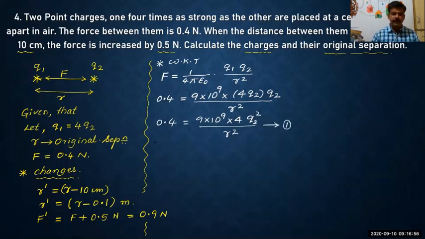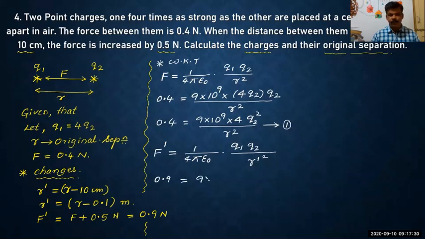Now let us consider the changes. The force according to the changes, that is F dash, is equal to, the constant is the same, 1 by 4 pi epsilon naught into Q1 Q2. The charges are also the same, we don't make any change, but the distance is r dash square. That is the new change we have to consider. So F dash is 0.9 Newton, this is 9 into 10 raised to 9 into, of course you can substitute the values of Q1 and Q2 here.